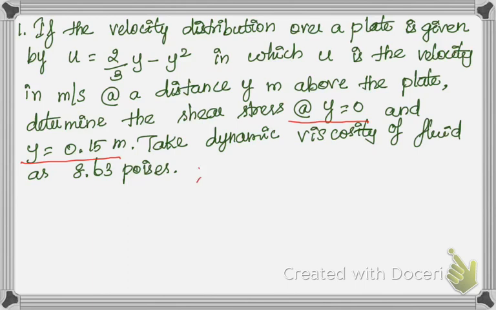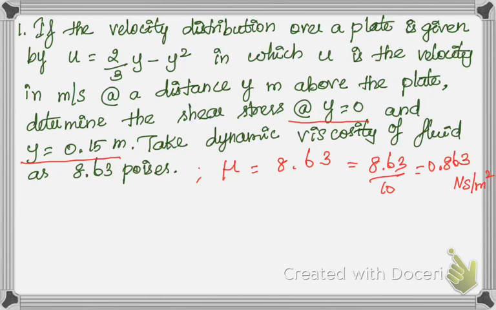They have given the dynamic viscosity, so the dynamic viscosity mu will be equal to 8.63 poise. If the value is given in poise, we have to convert it into Newton second per meter square. For that we have to divide it by 10, so 8.63 by 10 will be equal to 0.863 Newton second per meter square. Remember, if the value is given in poise, we have to convert it into SI unit.